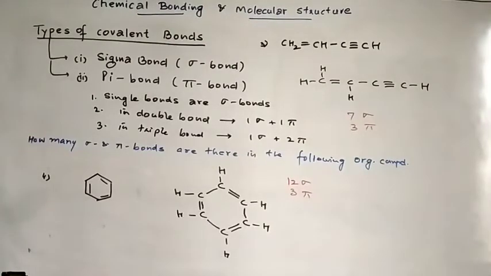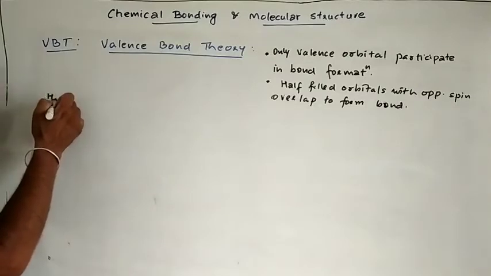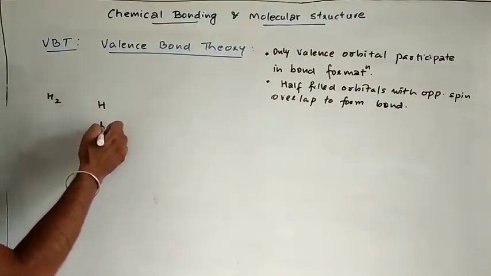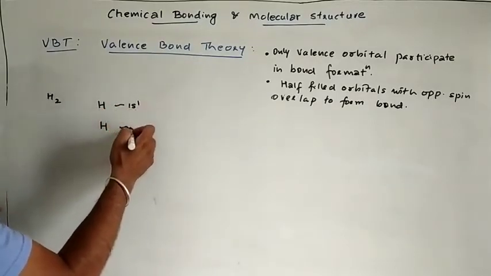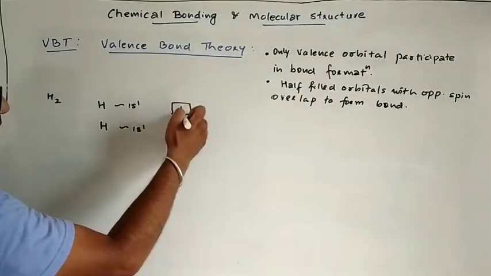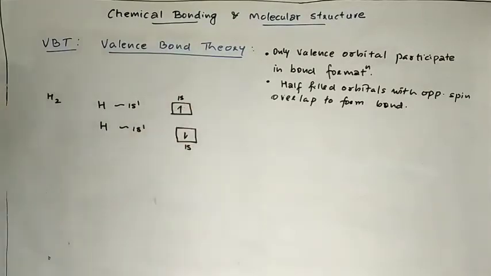Next is the valence bond theory. As the name indicates, only the valence orbitals participate in the bond formation. And the valence half-filled orbitals with opposite spin of electrons overlap to form a bond between the two atoms. As you can see in the case of hydrogen, there are 2 atoms, one hydrogen, second hydrogen. Both the hydrogens have the configuration 1s1, so each has a half-filled 1s orbital. The second hydrogen also has a 1s with opposite spin. The spin of the electrons should be opposite according to this VBT.